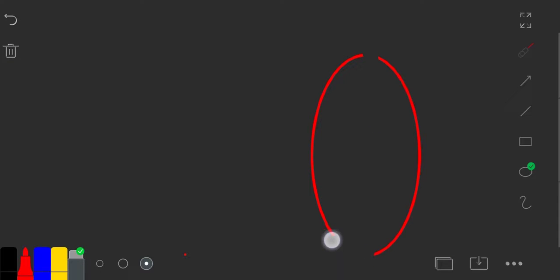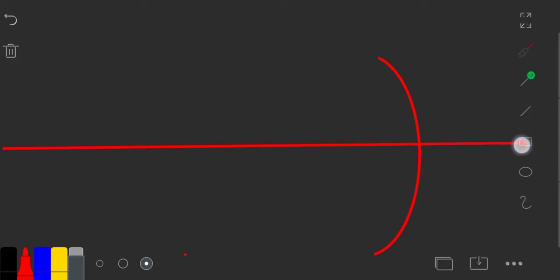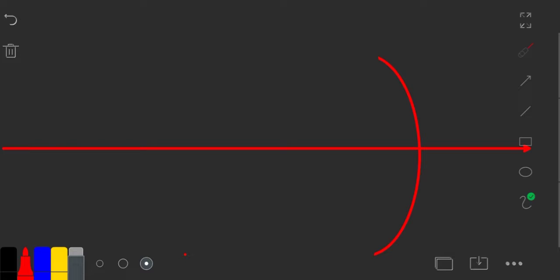This is our concave mirror. Principal axis: a straight line passing through the center of the sphere is known as the principal axis. This is our focus. A particular point where all incident rays meet is known as the focus.